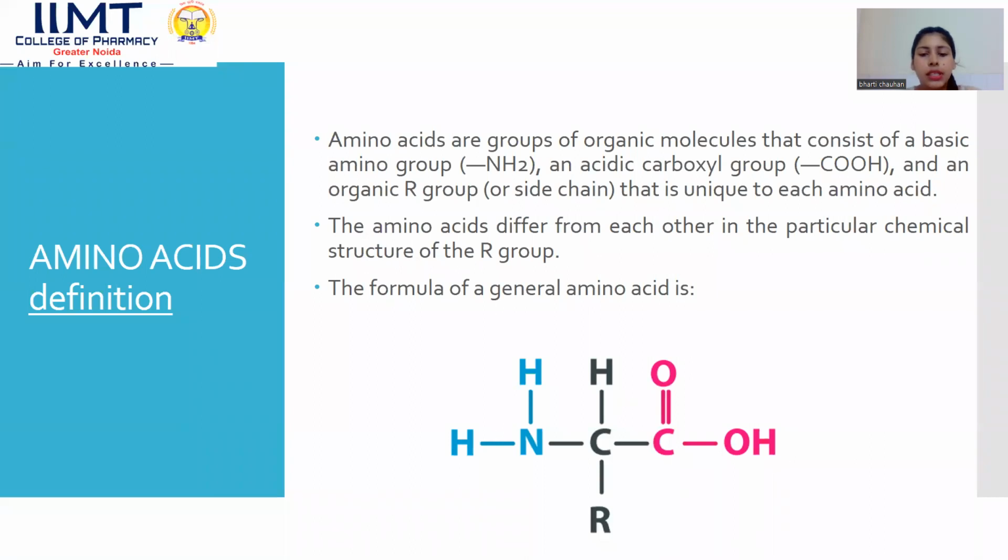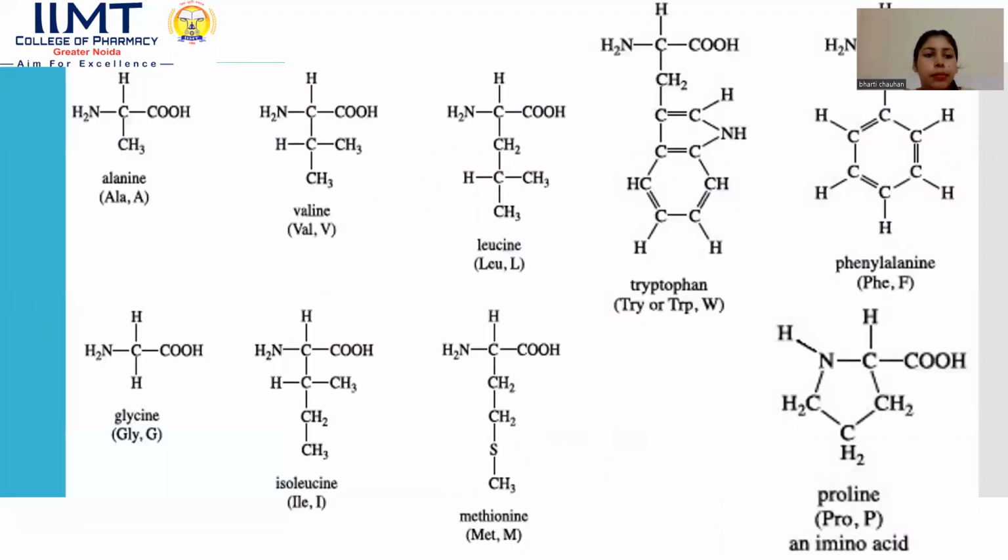Basically, as you can see in the structure right below, each molecule contains a central carbon atom called alpha carbon to which both an amino and carboxyl group is attached. The remaining two bonds of the alpha carbon atom are generally satisfied by a hydrogen atom and an R group. So let's look at the examples.